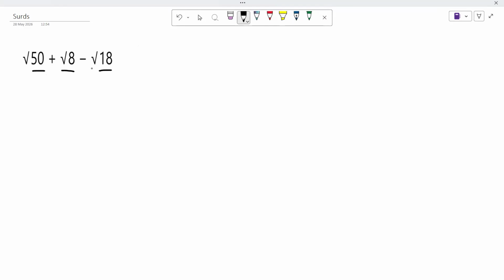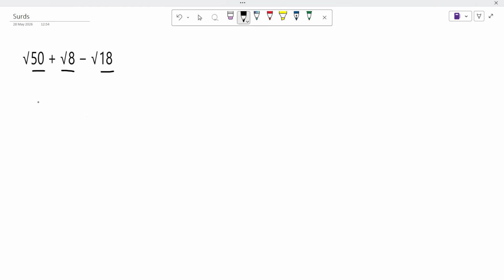What are surds, you might ask? Surds are nothing but irrational numbers like root 2 or say root 50, for example. Here in our equation we have root 50 plus root 8 minus root 18. These are all surds which are irrational numbers. They never simplify to a perfect whole number, but we can simplify them neatly. You can just think of surds as untidy roots.